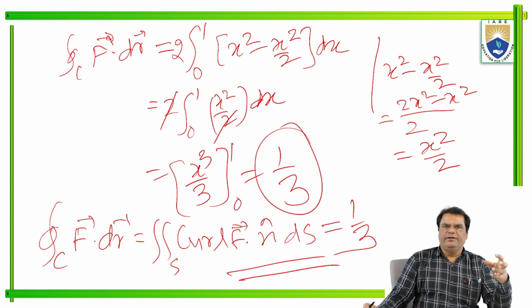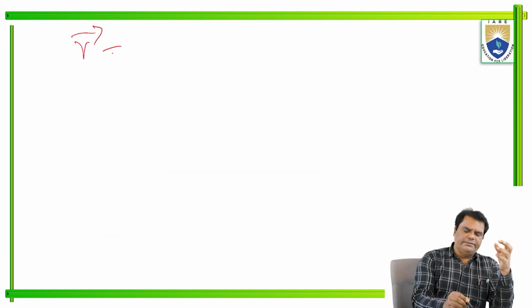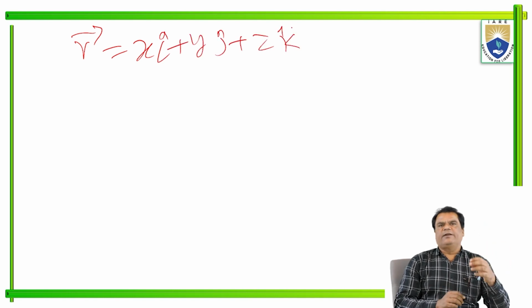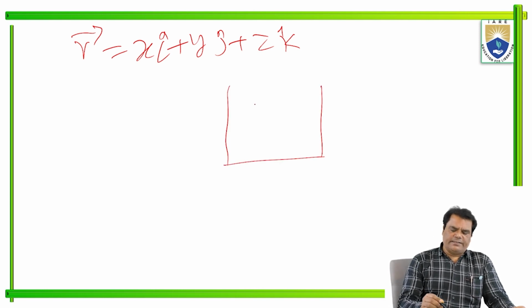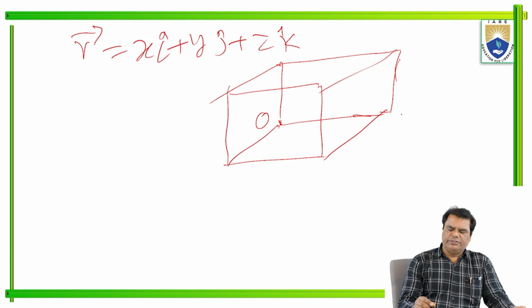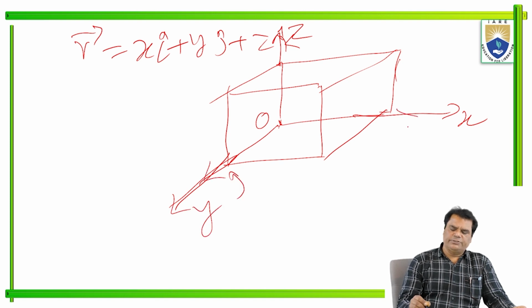Vector point function is given, but dr needs to be understood. The value of dr: r vector is xi plus yj plus zk. This is our position vector. We calculate the position vector like this. This is the origin. This is the x-axis, this is the z-axis, this is the y-axis. Now this is j cap, this is i cap, and this is k cap.